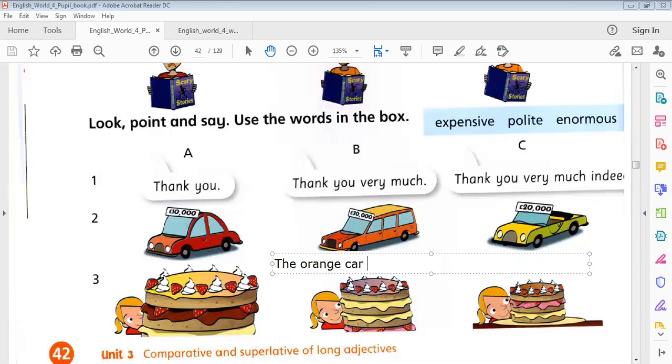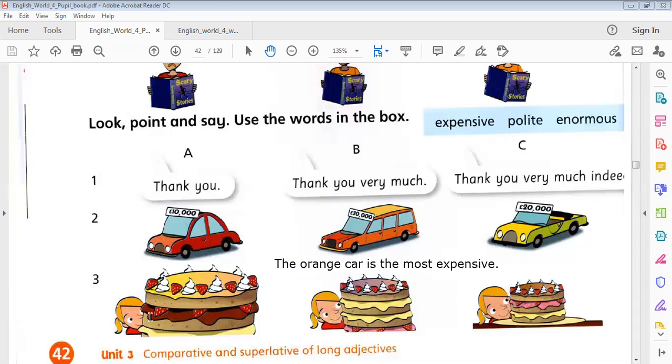So we say what? The orange car is, what should we add? Just the most, okay? The most. The orange car is the most, what? Excellent, expensive, okay? The orange car is the most expensive. Well done. Look, you just write the orange car is, just add most, the most, okay? The most expensive. I'll give you expensive. I will say, okay, use expensive.